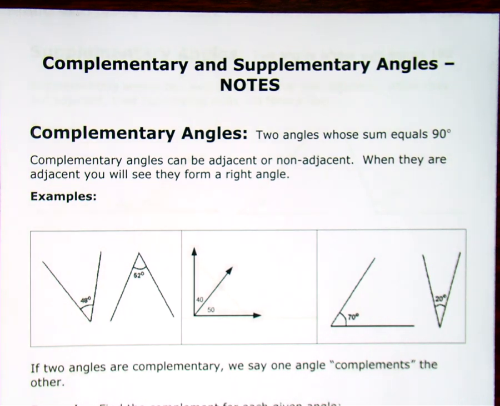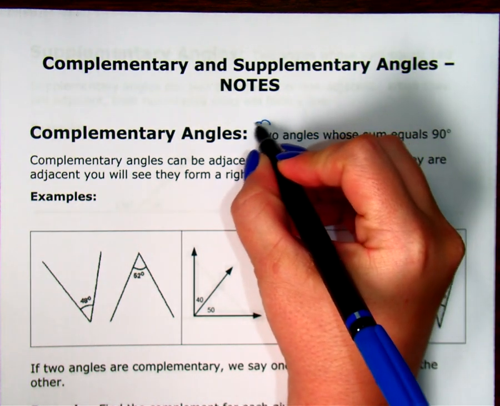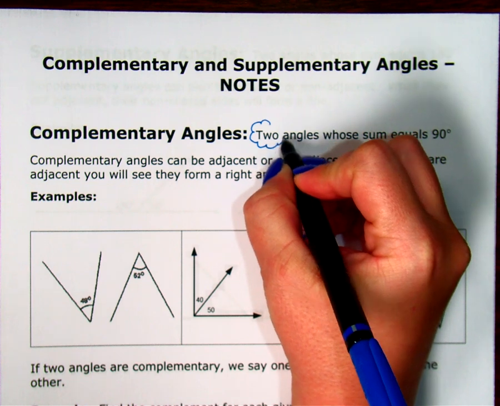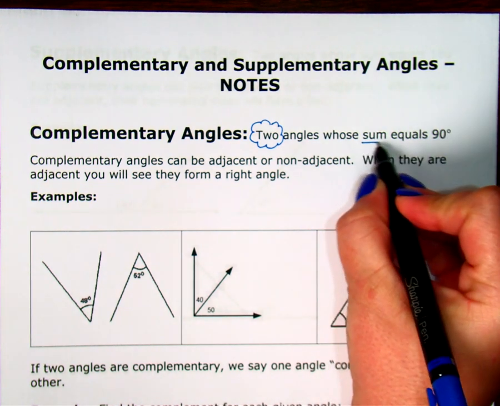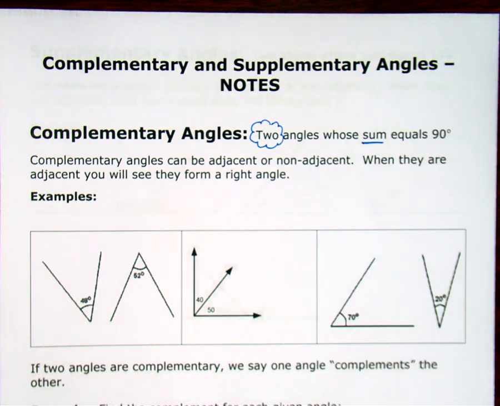Today we're going to look at complementary and supplementary angle notes. We've already talked a little bit years ago about complementary and supplementary, but we want to go ahead and review them. Complementary angles are two angles whose sum equals 90. It's important that we know it's two angles. So not three angles that make 90, or not one right angle, but two angles who together, when we add them, they equal 90. Okay?